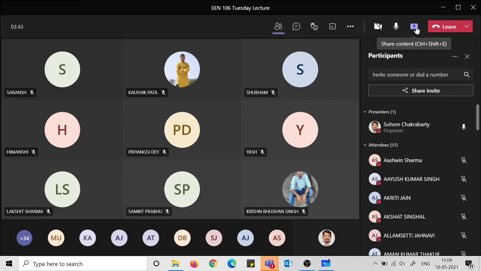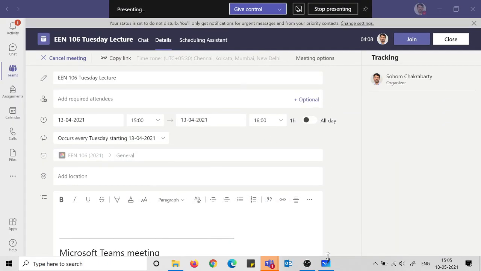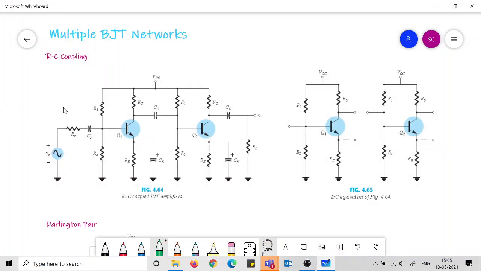So we would go ahead and do some more DC analysis with multiple BJT networks. So till now we have only seen networks where we have only a single BJT, but now we will see networks where there are multiple BJTs. So let me share my screen. I hope you can see this multiple BJT networks. So the first one is called RC coupling.